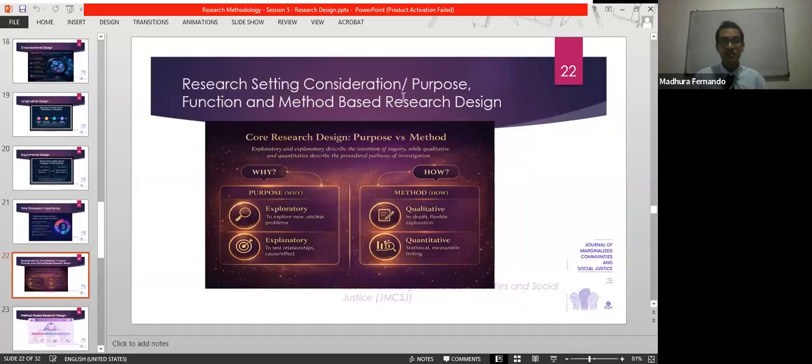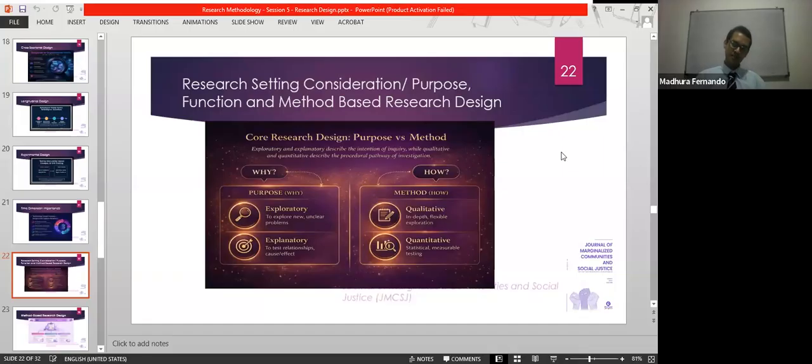Research design is set in consideration of purpose, function, and method-based research design. Now you can classify the research design, types of research design. This is very easy. This is not very complex. Now you just have a glance at it. Core research design, purpose versus method.